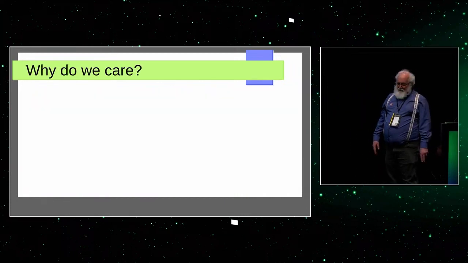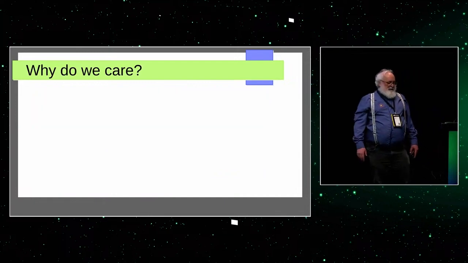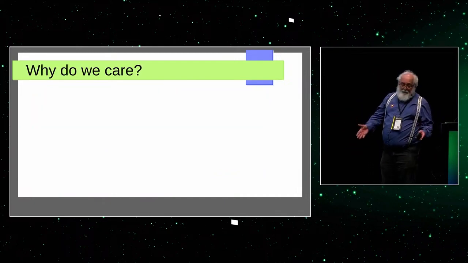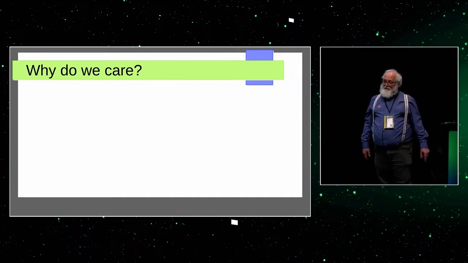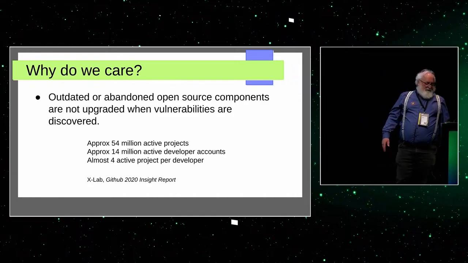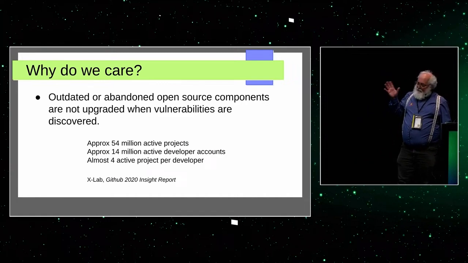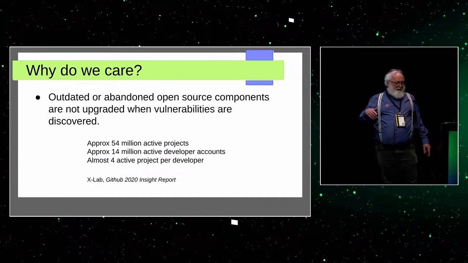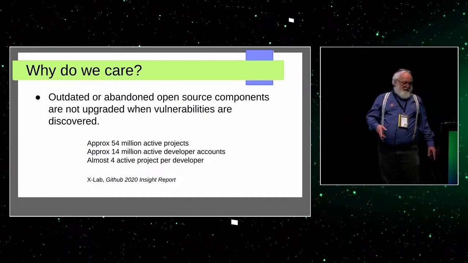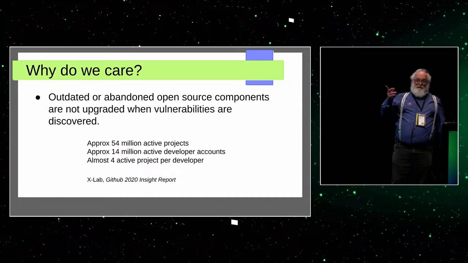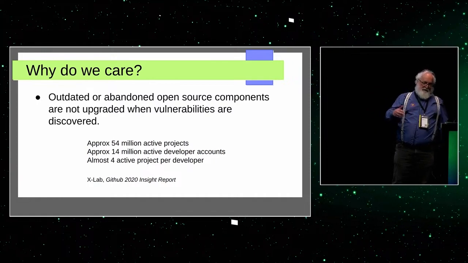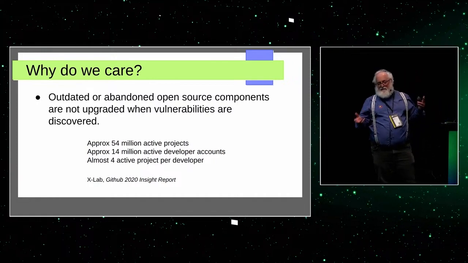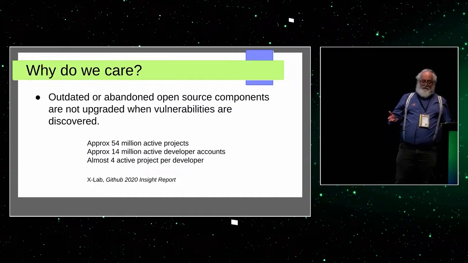So, why do we care? Well, we care first off because your project probably contains open source products, right? And we care because outdated or abandoned components are not going to be upgraded when vulnerabilities are discovered. Now, the XLab GitHub 2020 Insight Report listed about 54 million projects. And they also showed about 14 million active developers, so that means that there are roughly 4 projects per developer. And the question is, how many of those are one developer projects in Nebraska?